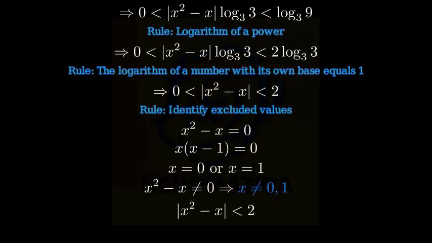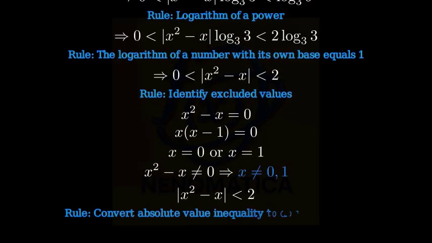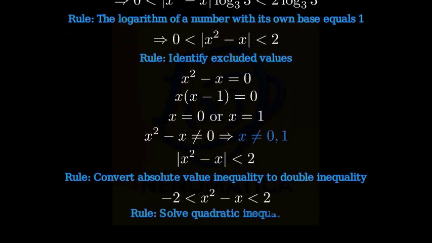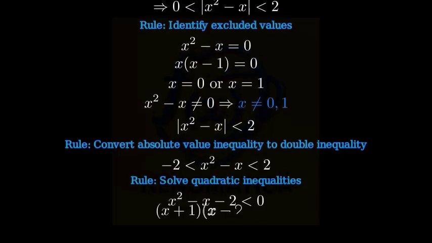Now, let's focus on solving the absolute value inequality. Absolute value of x squared minus x is less than 2. For an absolute value inequality of this form, we can rewrite it as a double inequality. So we have negative 2 is less than x squared minus x, which is less than 2. Now, we'll solve each part of this double inequality separately.